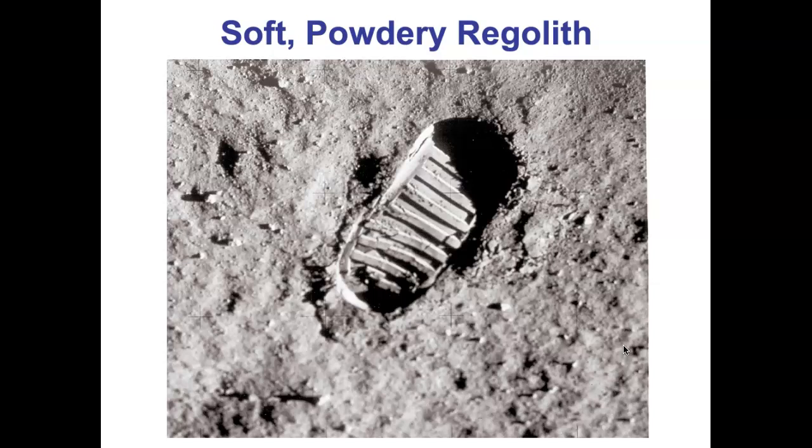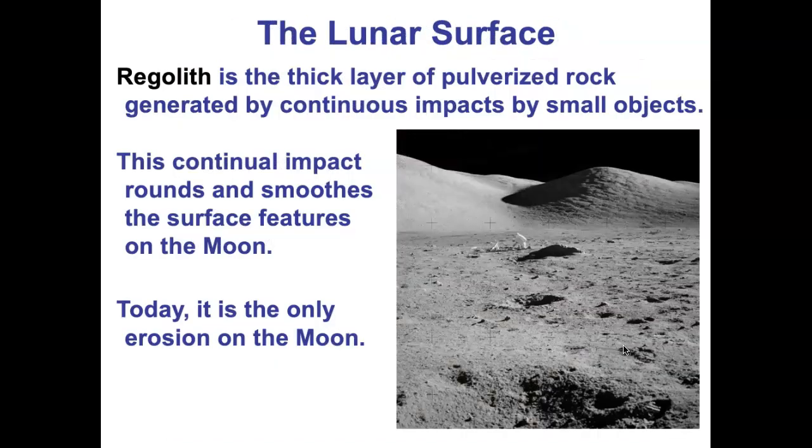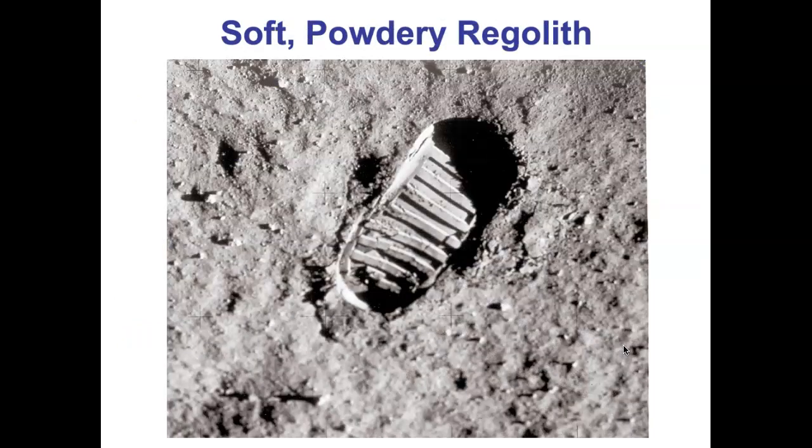This is the only form of erosion on the moon because there's no wind to cause wind erosion on the moon. There's no liquid water to cause water erosion. The features on the moon last for a very long time, billions of years, but they are slowly, slowly being eroded away by impacts, turning the moon into this soft powder.